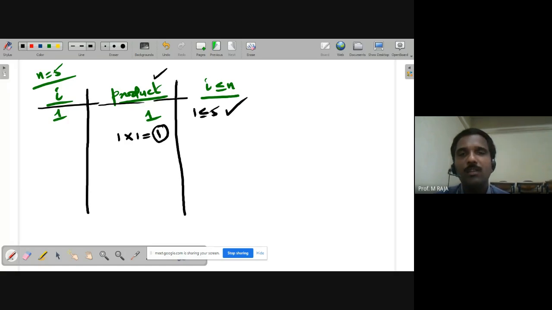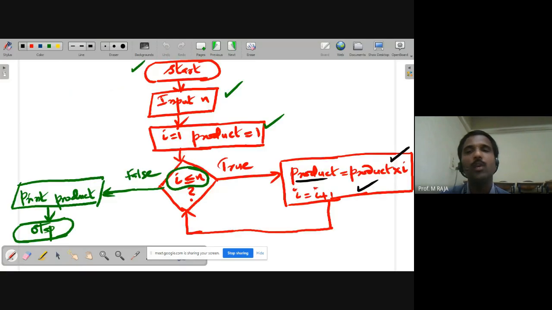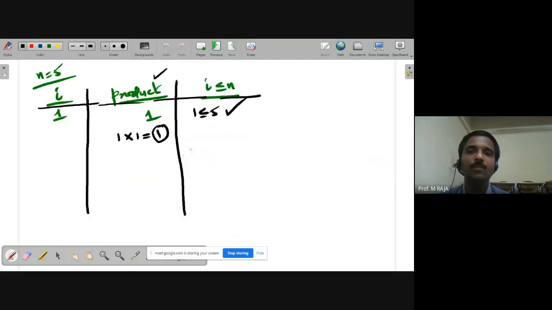Please understand. The expression product is equal to product into I evaluates product into I and the result is again updated in the variable product. So this column, product, indicates the value 1 is currently assigned to the variable product. Then I is equal to I plus 1. Executing this instruction, I is equal to I plus 1 means current I is 1, 1 plus 1, 2 is actually being updated in the variable I.